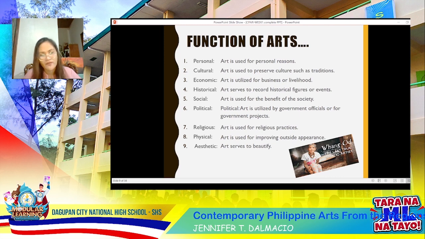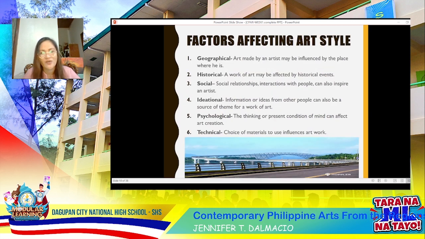When we say to beautify, we see the works of the fashion designers, the makeup artists, and also you young learners with my fellow educators during those times when we are asked to beautify the school, particularly our classrooms. We are all artists in our own simplest ways. Congratulations! Now we proceed to the factors affecting art style.